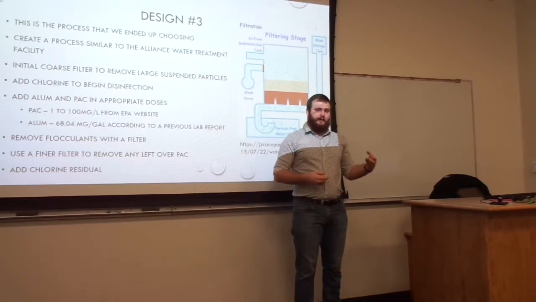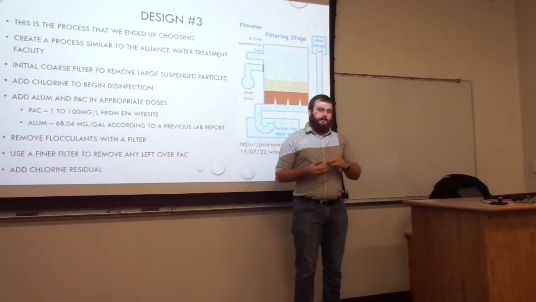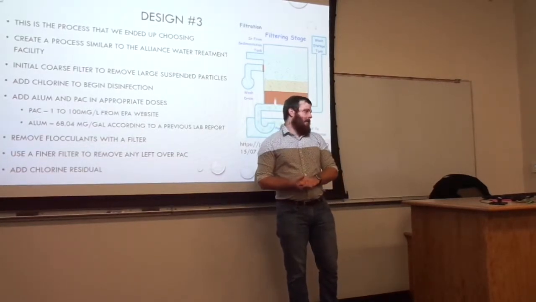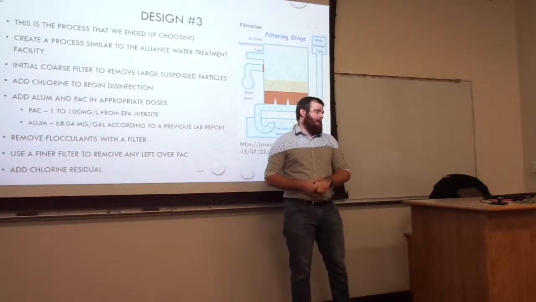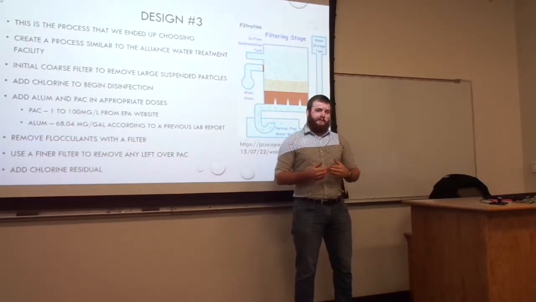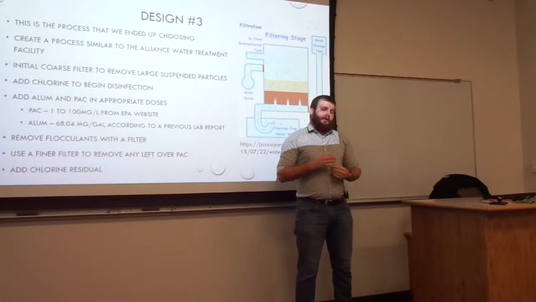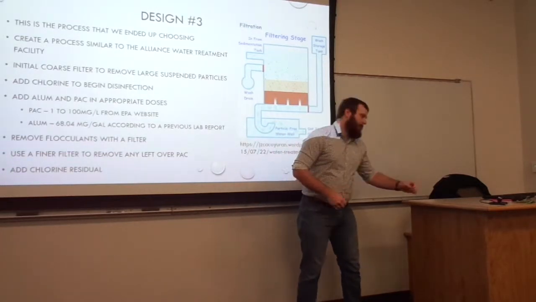PAC, by recommendation of the EPA, we added 100 milligrams per liter. Alum was 68.04 milligrams per gallon, and we found this number by a previous lab that we conducted earlier this year. After we mixed those, we would use a 50 micrometer filter to remove any flocculant, and then we use a 0.1 micrometer filter to remove any leftover PAC. Chlorine was added at the very end as a residual to prevent microorganism growth.